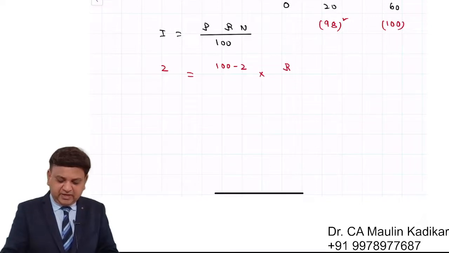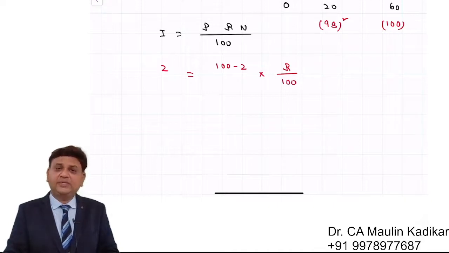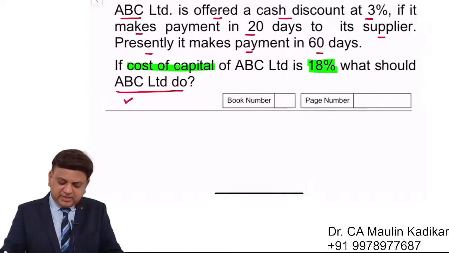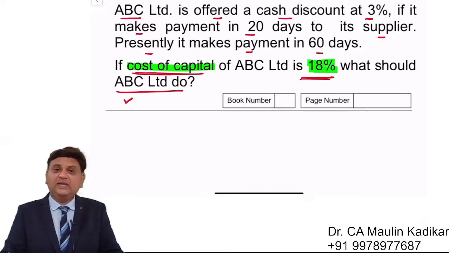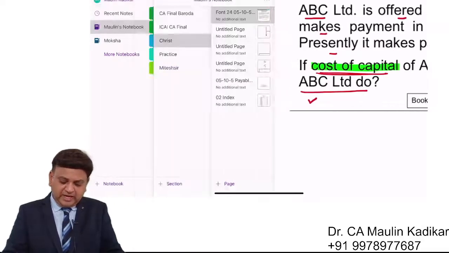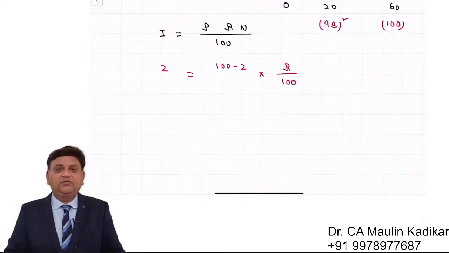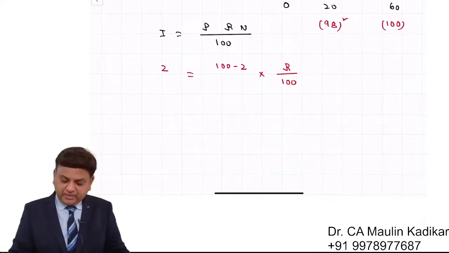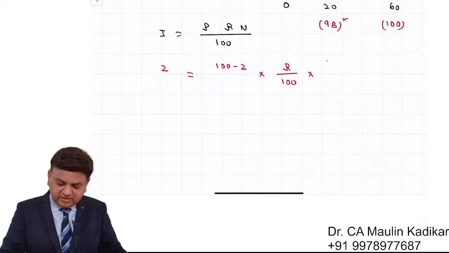Whatever the advantage that you have, that is converted into annualized term and it is converted into percentage term. So why do we convert that into annualized percentage term? Because whatever the rate of interest or cost of capital which is provided to us, it is always in the annualized percentage term. So advantage of taking the cash discount will be converted into annualized percentage term for the purpose of decision making. As far as the number of days are concerned, it is 60 minus 20 divided by 365.